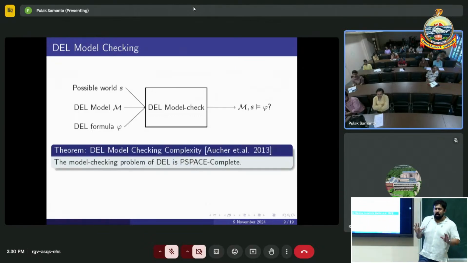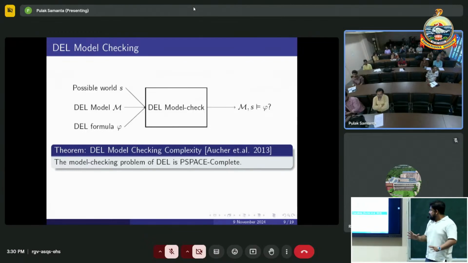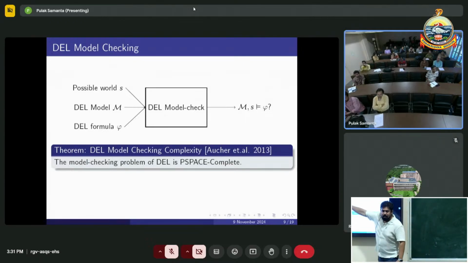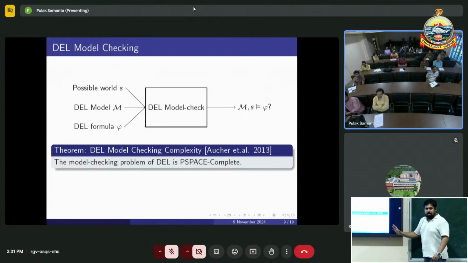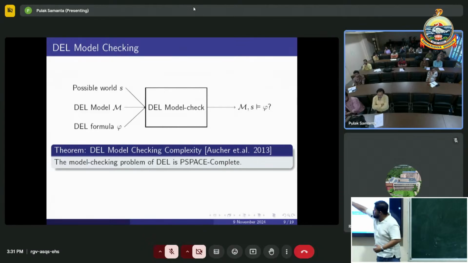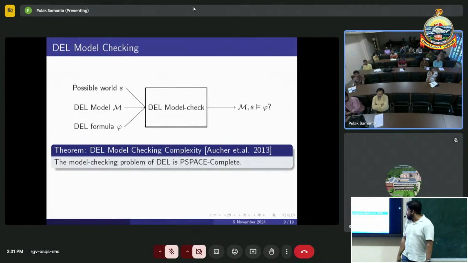What is PSPACE-complete? For people who don't know, just remember to consider this problem as very efficient, okay? Computationally efficient. To decide this, a computer will take polynomial space with respect to the size of however these are interpreted. So just consider this as efficient. Some small space will be taken by the computer while deciding this problem. And how do you calculate that small? It is with respect to the size of this model and formula and all. Just that.